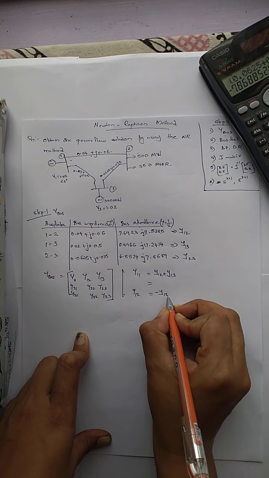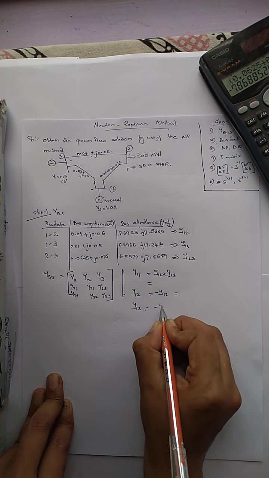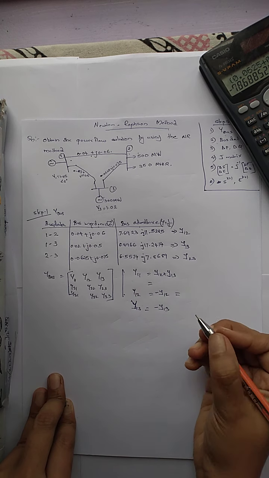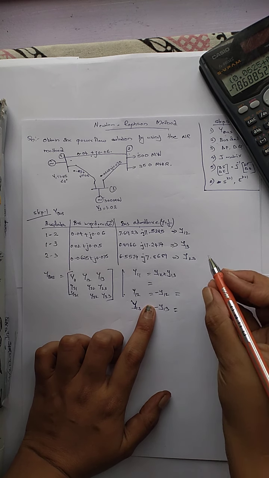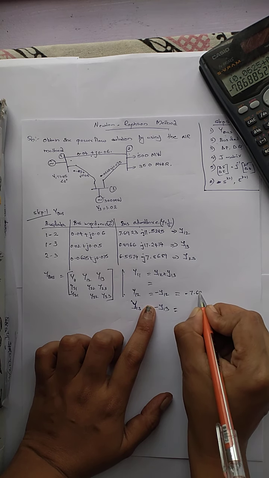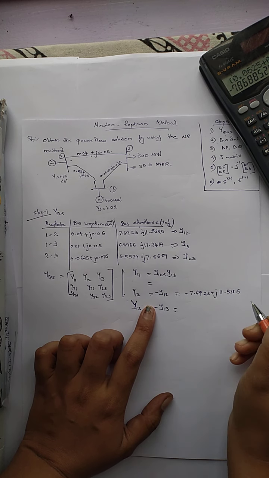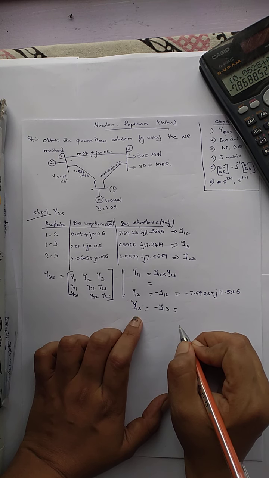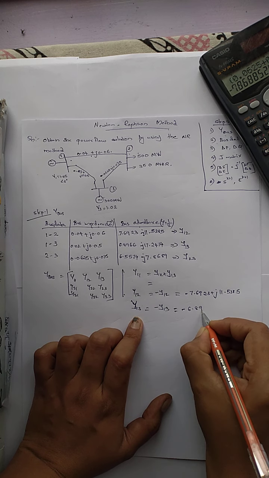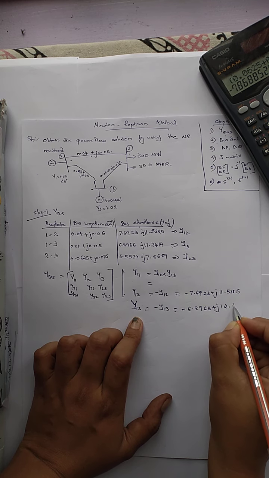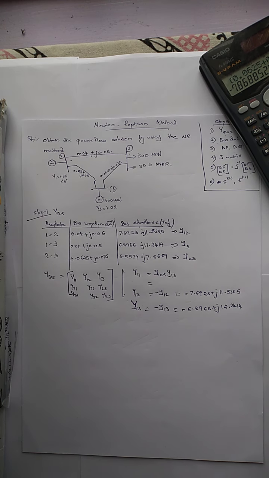Y12 will be minus of y12, that is equal to, I have to fill the value, and Y13 is equal to minus of y13. This minus of y12 is minus 7.6923 plus j 11.5385, and this y13 is minus of 6.8966 plus j 12.2414.